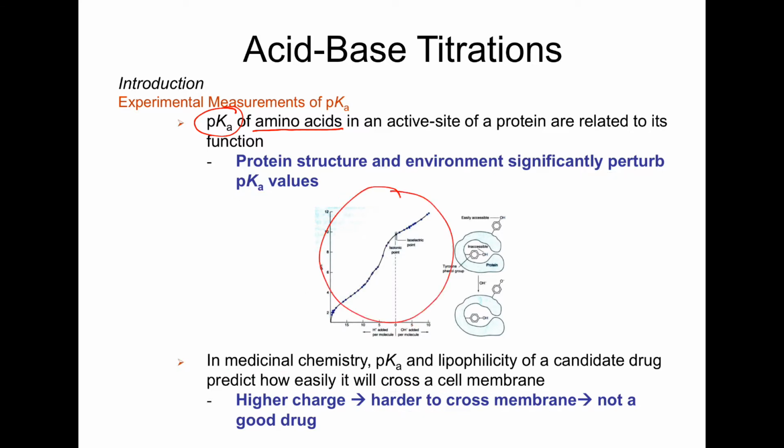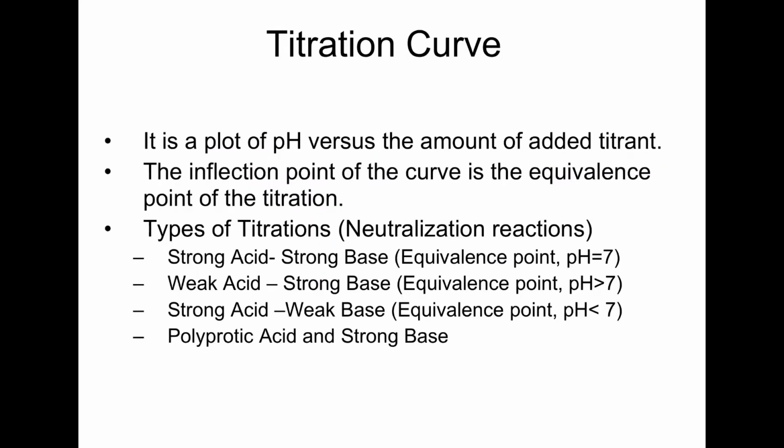So let's look at titration curves and different types of titrations and find out what kind of information we can tell along each point of the curve. Now remember, a titration curve is a plot of pH versus the amount of added titrant. So usually it is a plot of pH versus titrant added. And we're using that vague term there because the titrant added could be an acid or a base, depending on what type of titration you're doing.